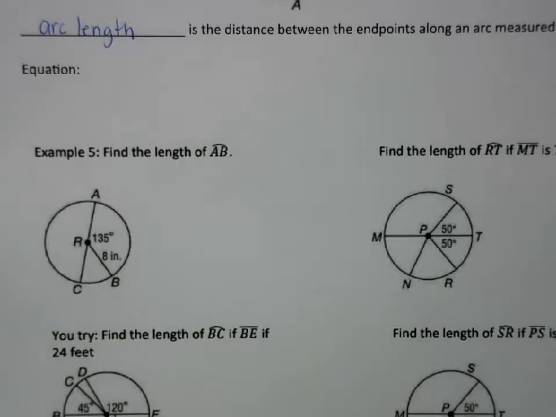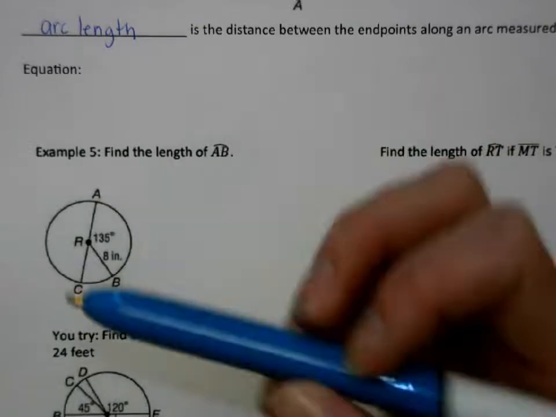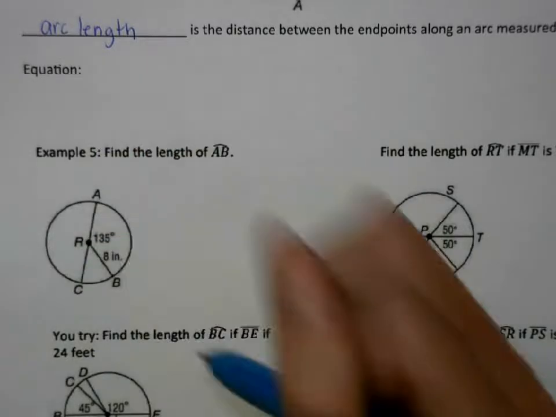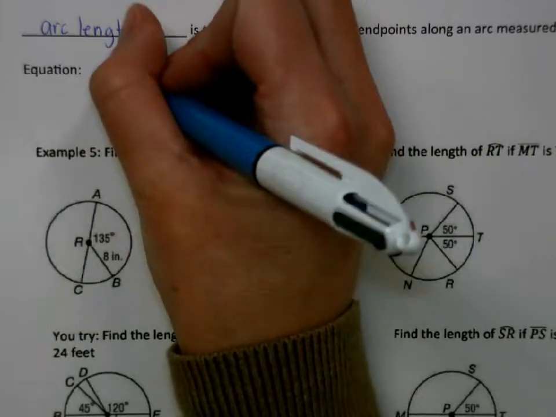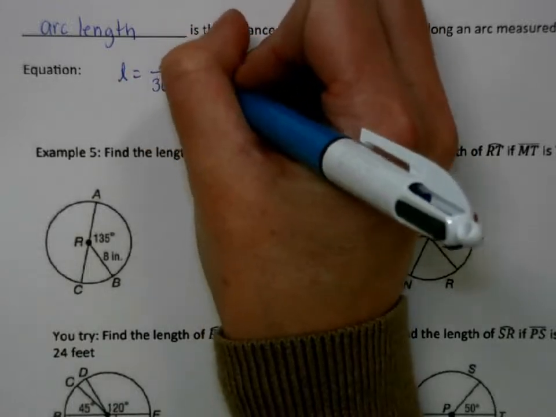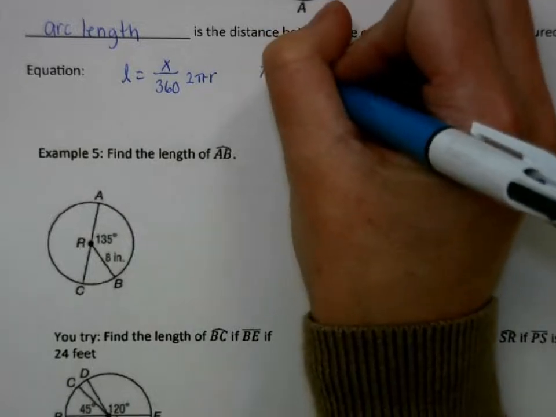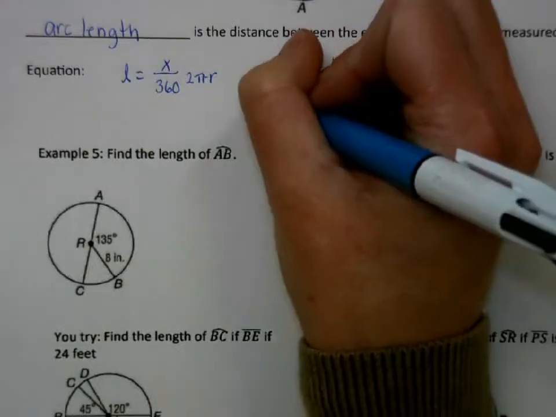We can talk about the measure of the arc, which is going to equal the measure of the central angle, versus arc length, which is actually the physical distance that you would have to go. Well, if we want to know the actual distance, then we need to know how big the circle is based on its radius. So the formula for the arc length is x over 360 times the circumference, so times 2 pi r, where x is the central angle and r is the radius.